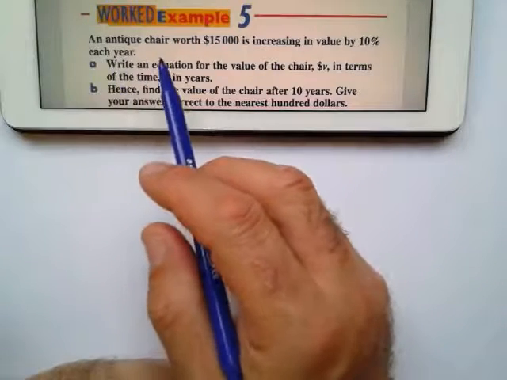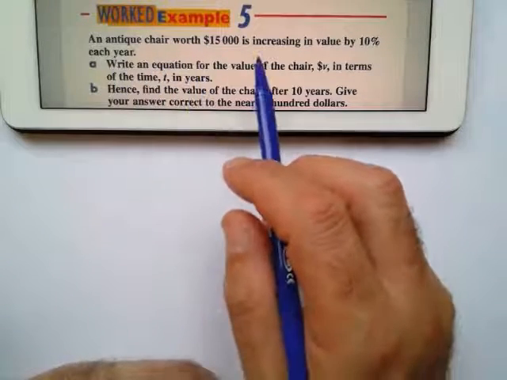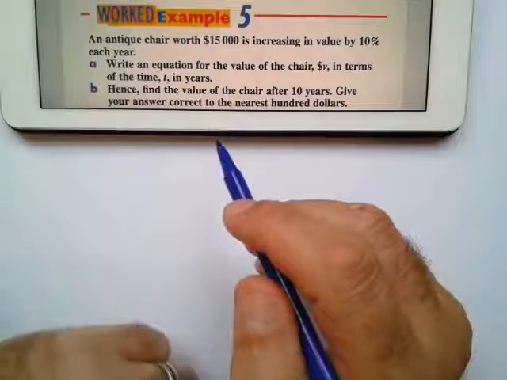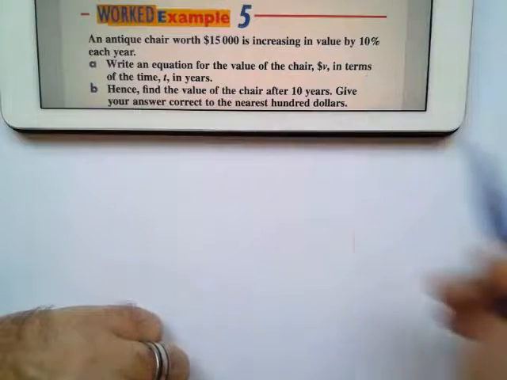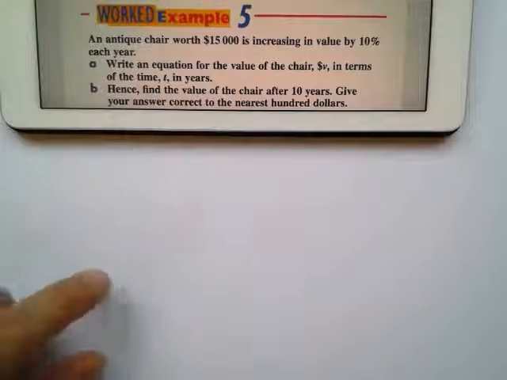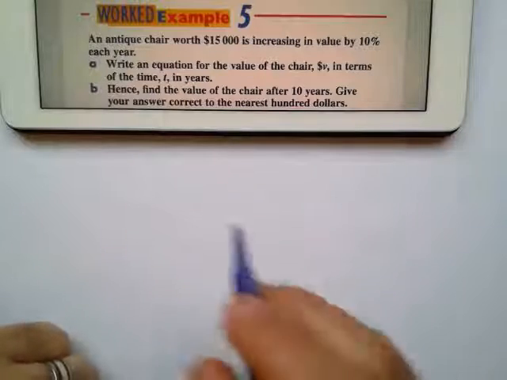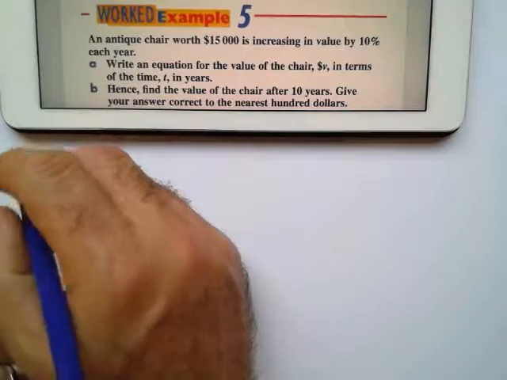An antique chair worth $15,000 is increasing in value by 10% each year. Write an equation for the value of the chair in terms of the time in years. So let's have a quick look. First of all, we want to know what's the appreciation.